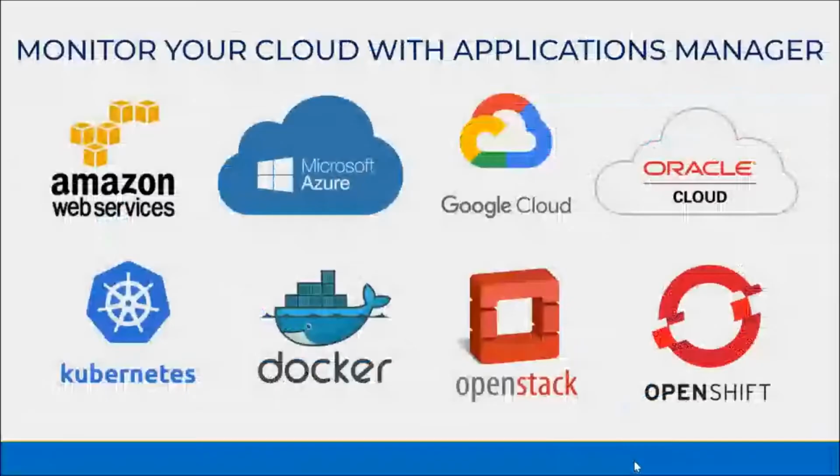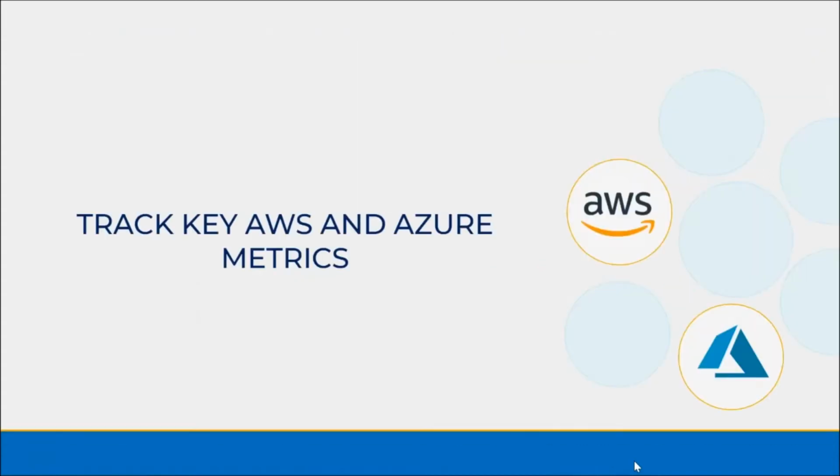Currently, we support popular cloud apps like Amazon Web Services, Microsoft Azure, Google Cloud, Oracle Cloud, Kubernetes, Docker, OpenStack, and OpenShift. Heading into our first topic, now we'll look at how ManageEngine Applications Manager provides a better monitoring solution for AWS and Microsoft Azure.